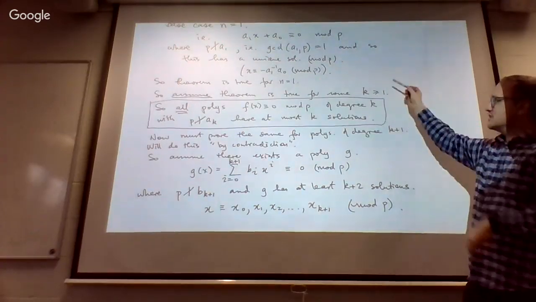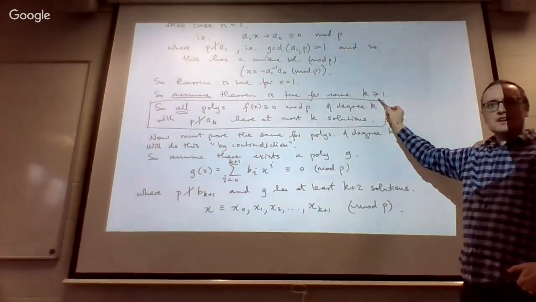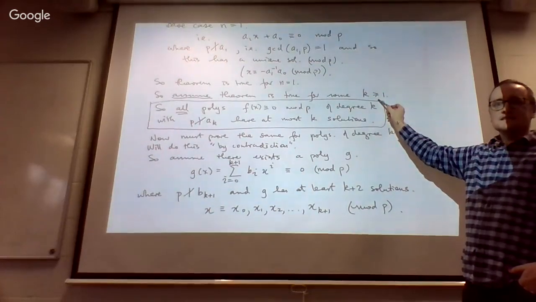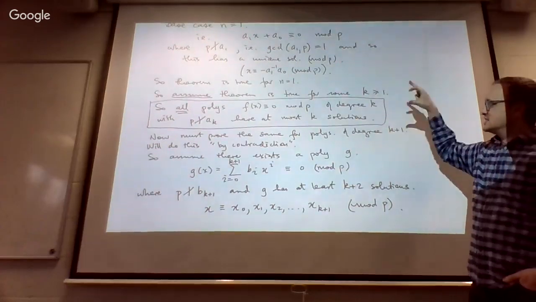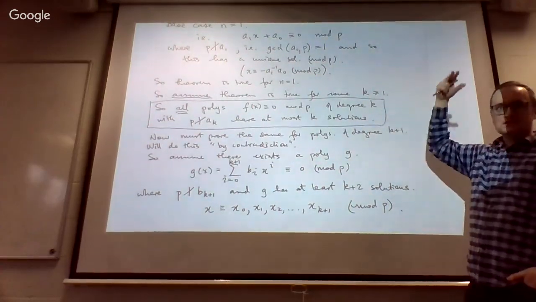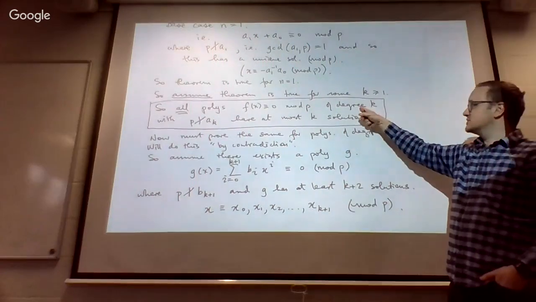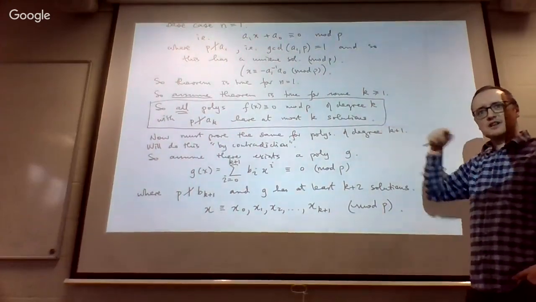We assume the theorem is true for some intermediate value. Basically, we assume that that's true. And now we're trying to deduce the theorem for polynomials of the next highest degree, of degree k plus 1.